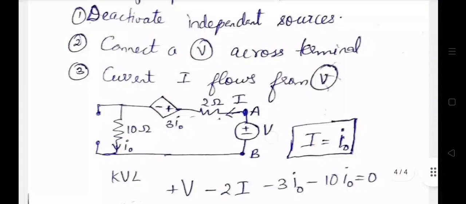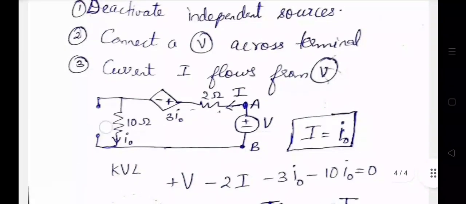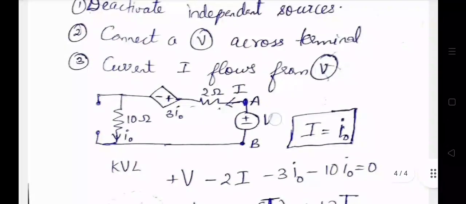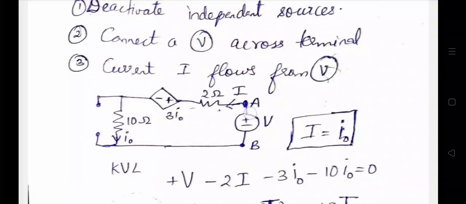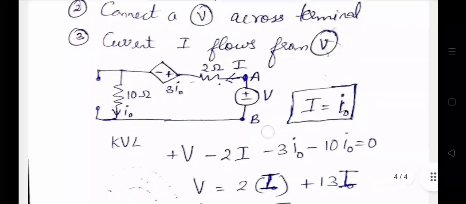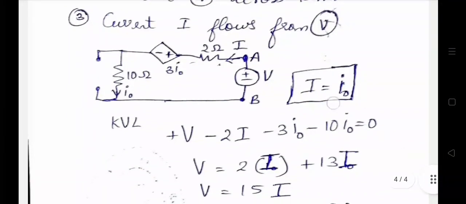This is how the network now becomes. Open circuited here, voltage source connected, current I is assumed here, flowing from this voltage source. Now we can identify that this I is the same as this I0, right? They are flowing in the same direction. So I take I equal to I0.